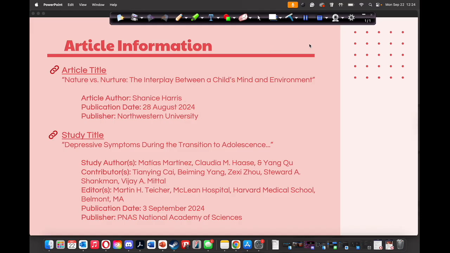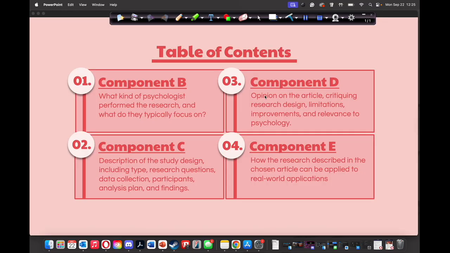I would also like to add that the authors listed here are also students of Northwestern University, which is who published the original article. So I'm not quite sure if there could be possible bias there, but I just figured it was worth noting. So here's a table of contents, not necessary, but I figured it might be helpful.